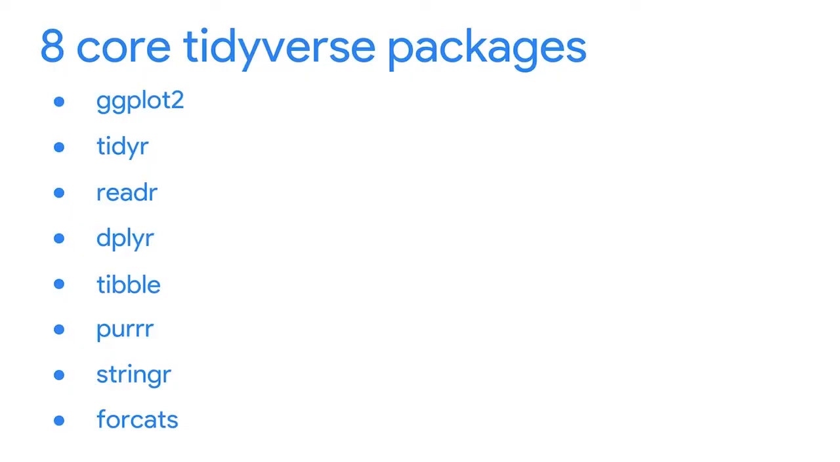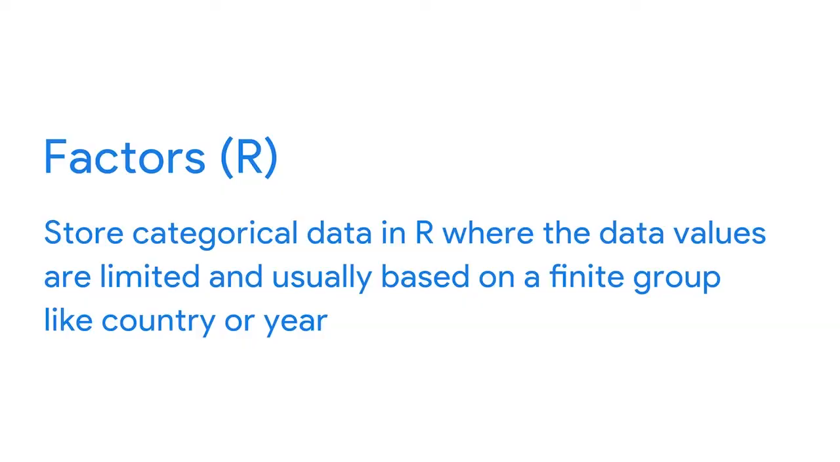They'll all make your programming in R more straightforward and efficient. The other four packages are definitely useful too, but you might not use them as often. tibble works with data frames. purrr works with functions and vectors, helping make your code easier to write and more expressive. stringr includes functions that make it easier to work with strings. forcats provides tools that solve common problems with factors. As a quick reminder, factors store categorical data in R, where the data values are limited and usually based on a finite group like country or year.